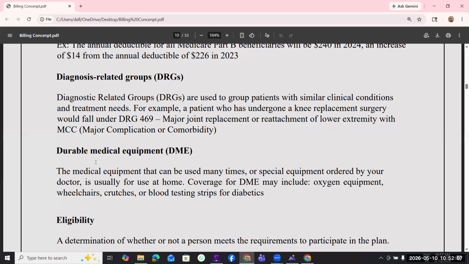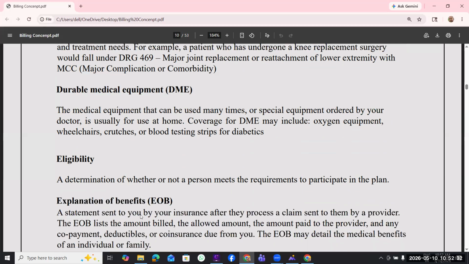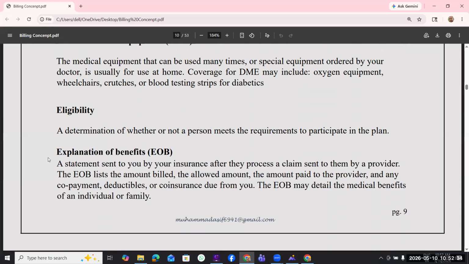Durable medical equipment, DME. Medical equipment that can be used many times, or special equipment ordered by your doctor, is usually for use at home. Coverage for DME may include oxygen equipment, wheelchairs, crutches, or blood testing strips for diabetes. So these are DME definitions. What is eligibility? A determination of whether or not a person meets the requirements to participate in the plan. So that is called eligibility.